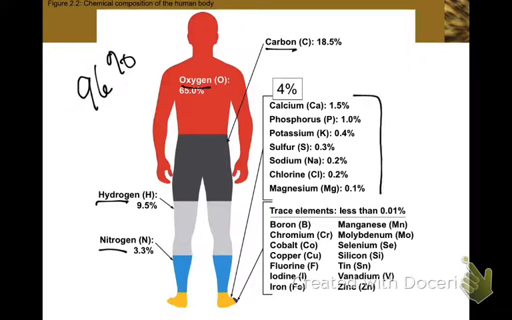4% are included in these, which are essentially a lot of the electrolytes that you find in your body. You have calcium, phosphorus, potassium, sulfur, sodium, chlorine, and magnesium making up about 4%. And then you have trace elements, which are incorporated in less than 0.01%.